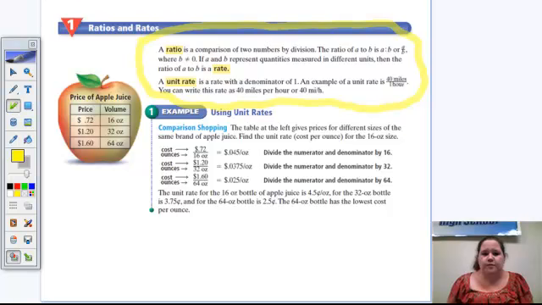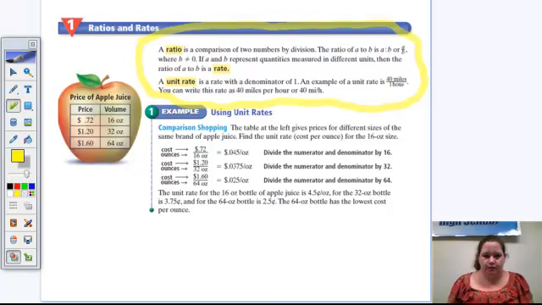So the ratio is a comparison of two numbers by division. The ratio of A to B is A colon B or A over B, A divided by B, where B is not equal to 0. If A and B represent quantities measured in different units, then the ratio of A to B is the rate.